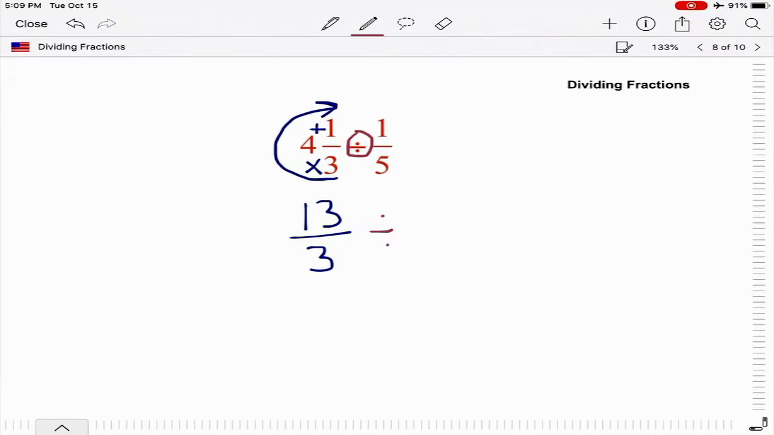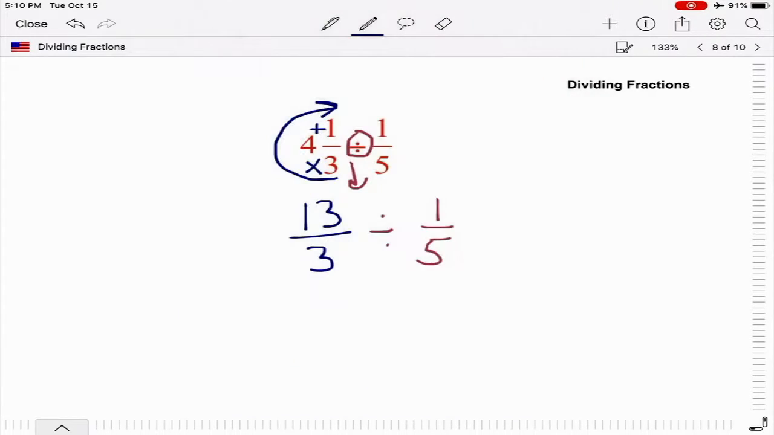Every year I bump into one student who was like, oh yeah, I changed it to multiplication. Well, why did you do that? Oh, because I went around the clock. No. You going around the clock just converted the mixed number into an improper fraction. You still leave the symbol, the operation, alone. So I still bring down the division sign, and then I'll bring down the 1 over 5.